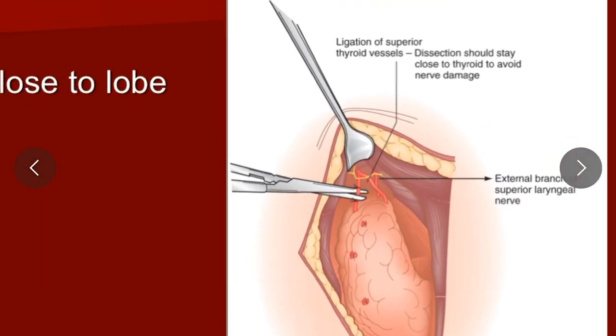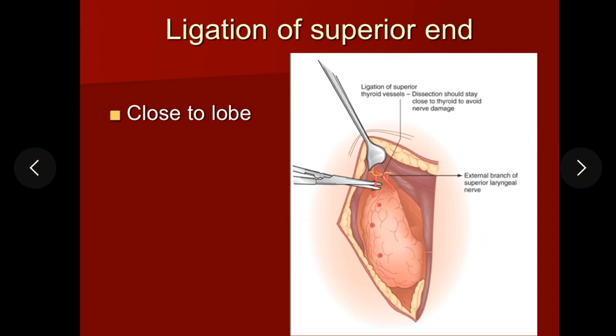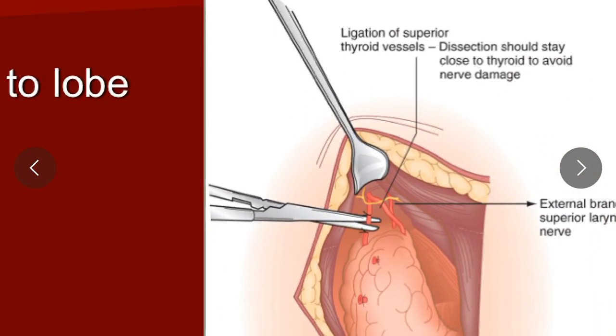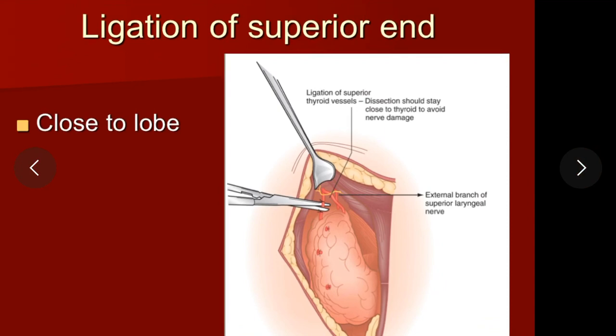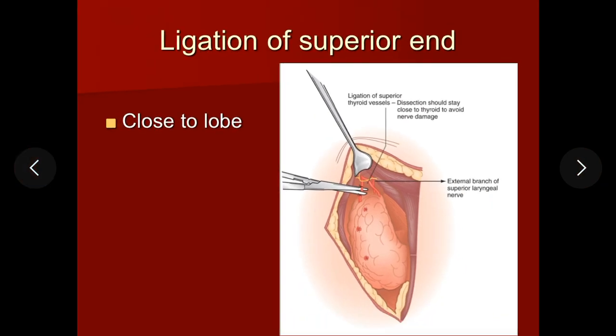So once you ligate the superior thyroid artery very close to the upper pole, it is very safe. Why is it so safe? Because the external laryngeal nerve, once it reaches close to the upper pole, will not come towards the upper part; it passes deep so as to supply the cricothyroid muscle. That relation should be in your mind when you are doing a thyroidectomy.